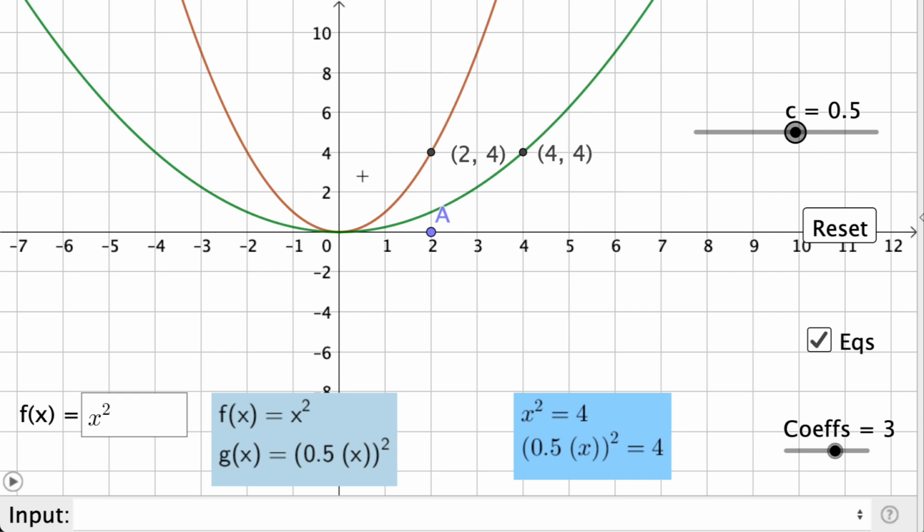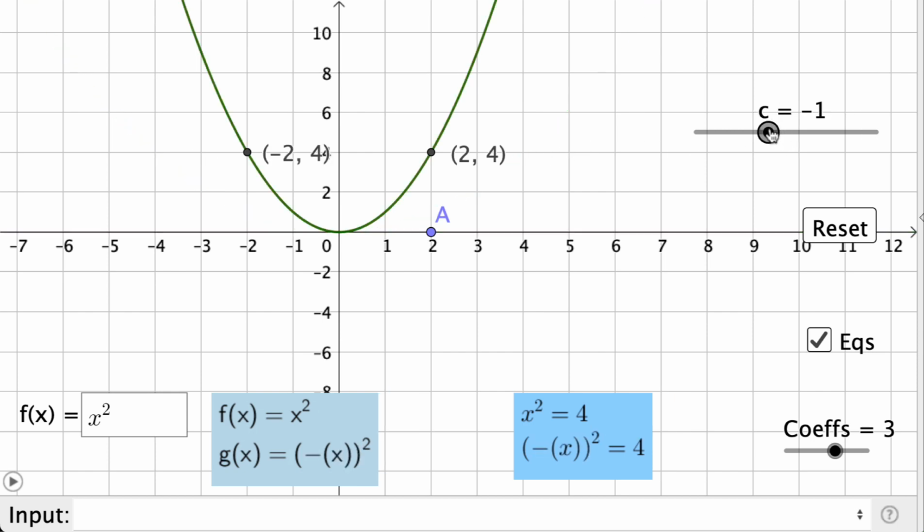So that's why it expands horizontally. Now, one of the other things you'll note is that when we multiply by -1, so that instead of x squared we have the negative of x, that whole thing squared, you'll notice that it looks like nothing changed, but that's because the parabola is symmetrical. And so when we flipped over the y-axis, it didn't look like anything changed.